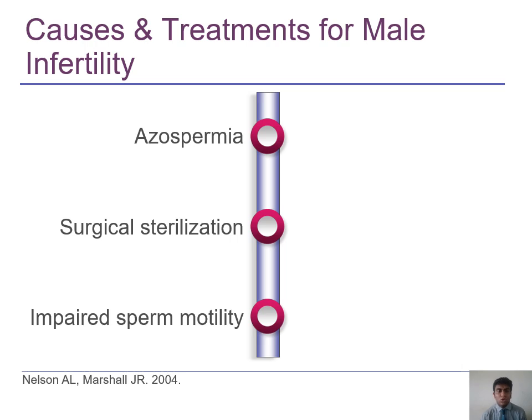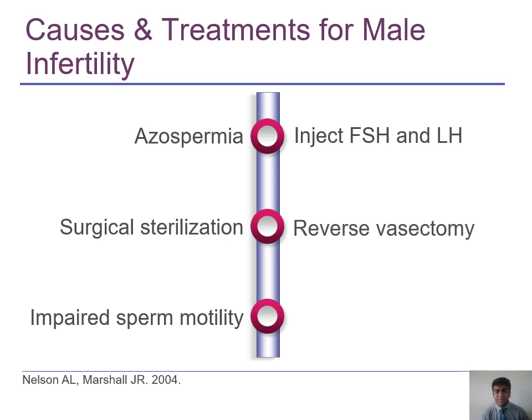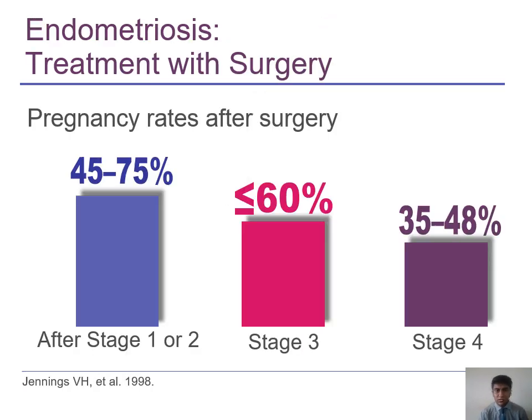When you talk about causes and treatments for male infertility, the different causes include azoospermia, oligospermia, surgical sterilization, and impaired sperm motility. There is vasectomy, which is reversible. Then there is external injection of FSH and LH, which are the hormones follicle stimulating hormone and luteinizing hormone. Endometriosis is treated with surgery.